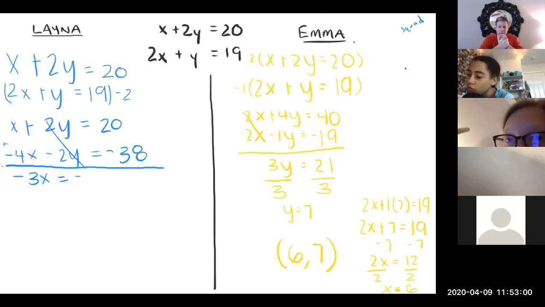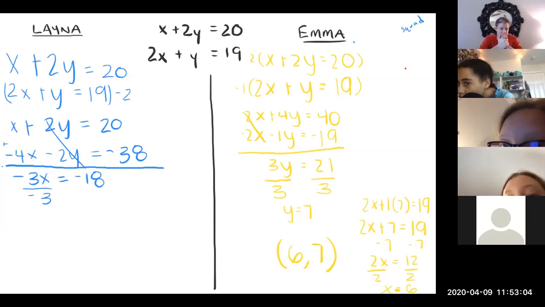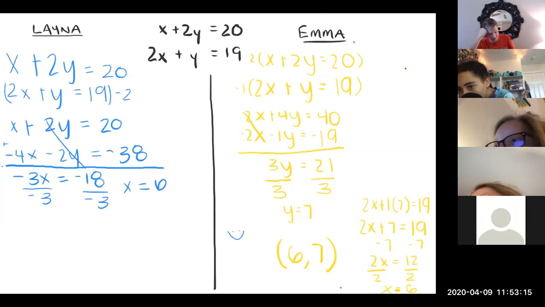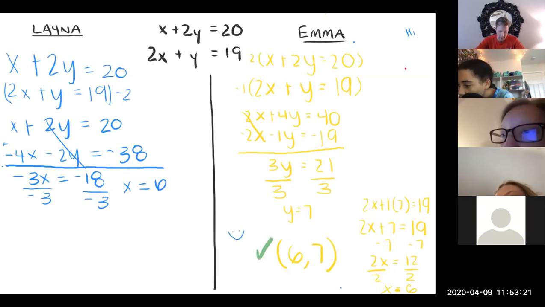Nice job, Emma. Okay, and you can see what Lena's going to get for x here. Emma got 6 for x, and Lena is also getting +6. And it's a smiley face. And you get the check mark of approval from Mr. Schaab.